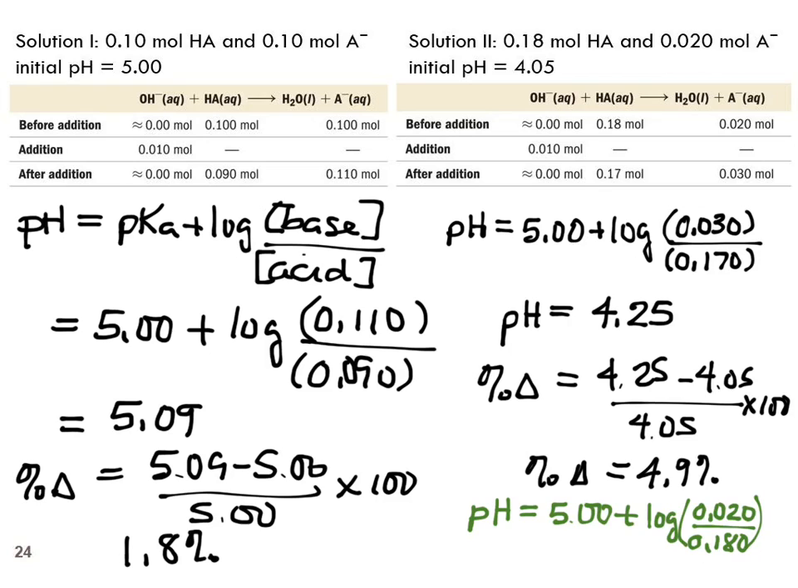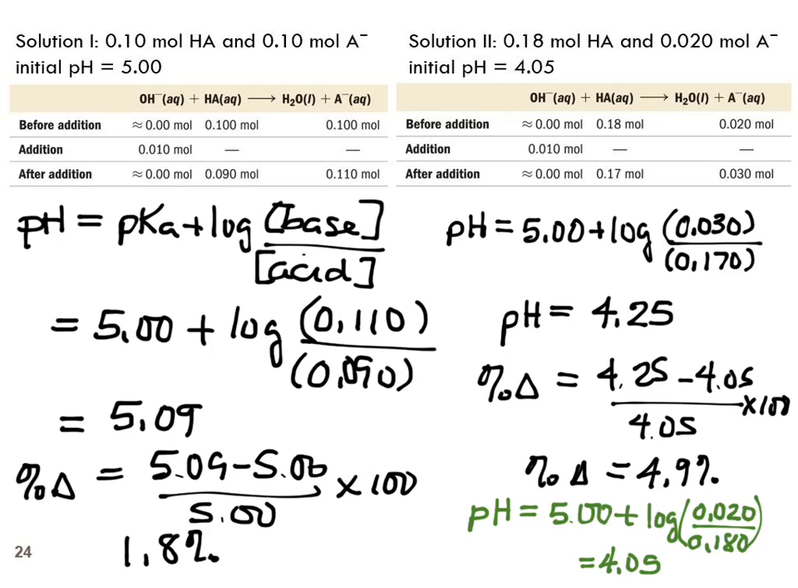5 plus base 10 log of 0.02 divided by 0.18, 4.05. And the pKa is given regardless. They gave it to you on the page before. It was given on the page before.